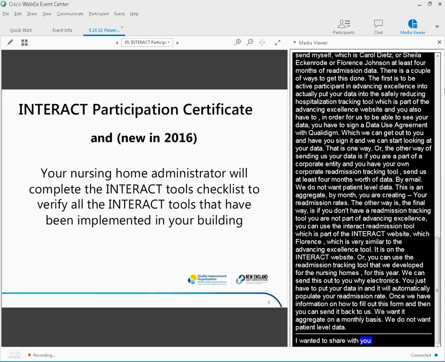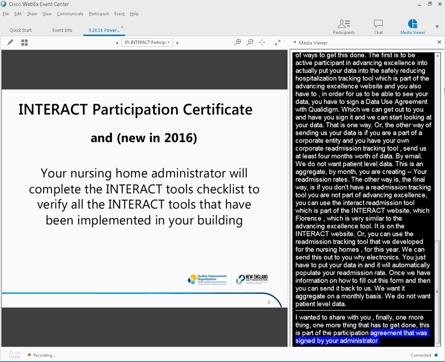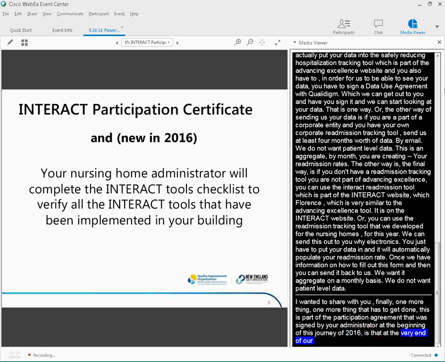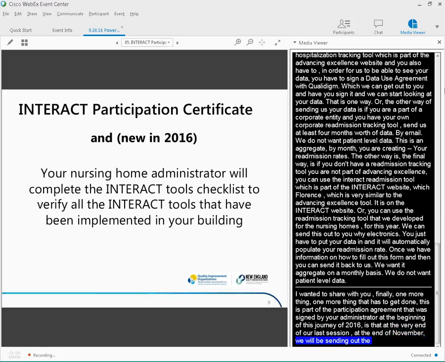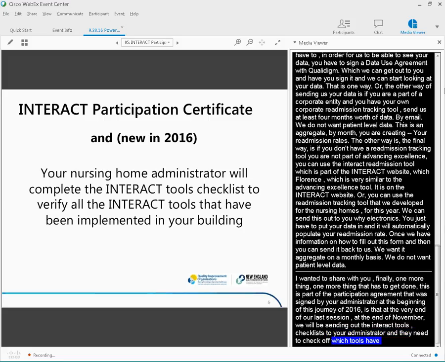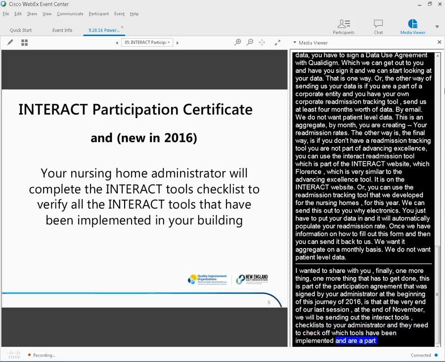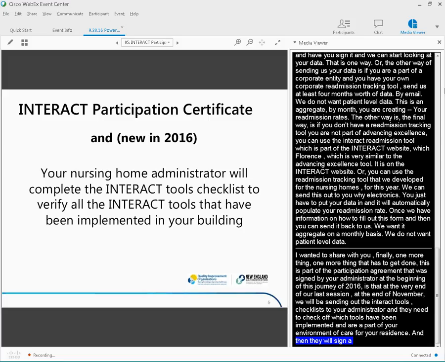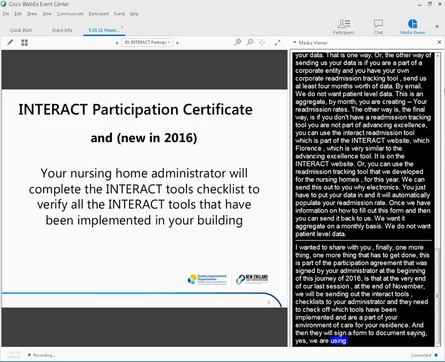Just wanted to share with you, and then finally, one more thing has to get done. This is part of the participation agreement that was signed by your administrator at the beginning of this journey of 2016. At the very end of our last session, so end of November, we're going to be sending out the Interact Tools checklist to your administrator, and they need to check off which tools have been implemented and are part of your environment of care for your residents. And then they're going to sign the form to document that, yes, we are using these tools. So those are the three requirements.